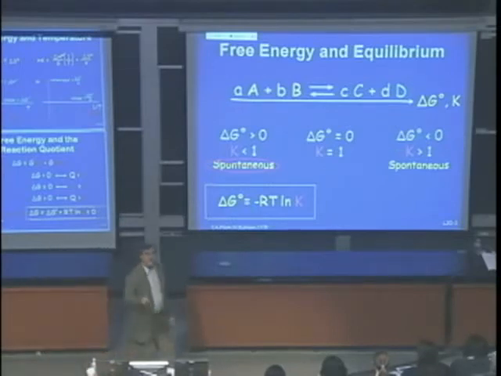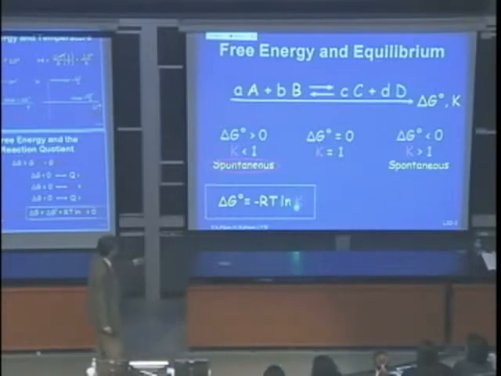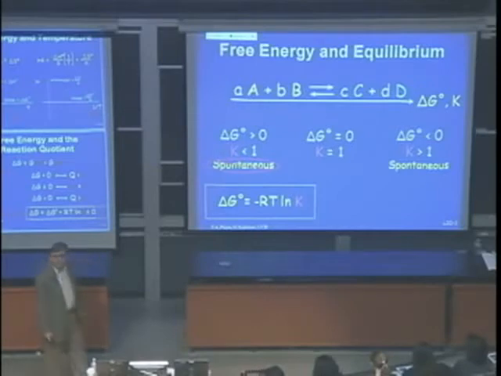So now if you have K smaller than 1, what will the sign be if you take the natural logarithm? Negative. Excellent. So if K is smaller than 1, this will be a negative number. Negative times negative gives positive. That means delta G naught is positive, is larger than 0, and K, as we said, is smaller than 1. This is this relationship. Okay?